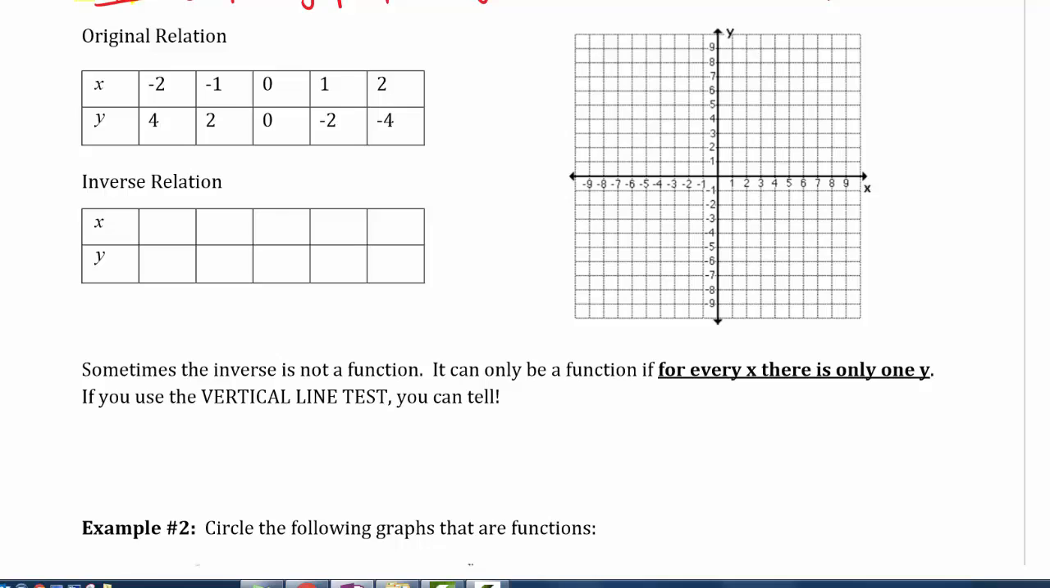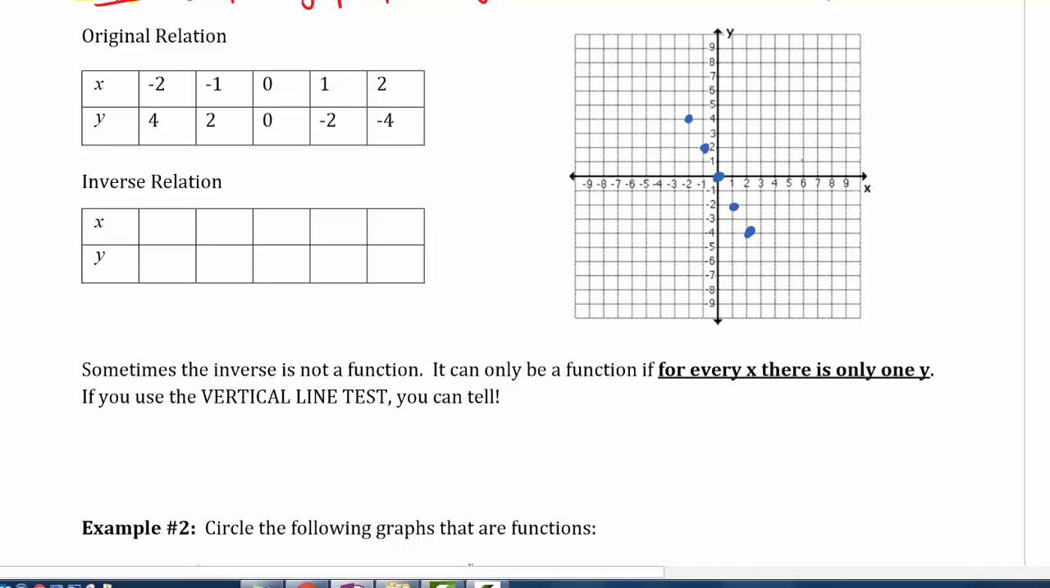Okay, so the original relation is given to us in this table. So I'm going to go ahead and graph that first. So (-2, 4), (-1, 2), (0, 0), (1, -2), and (2, -4). Okay, so that's the set of the original points of the original relation.